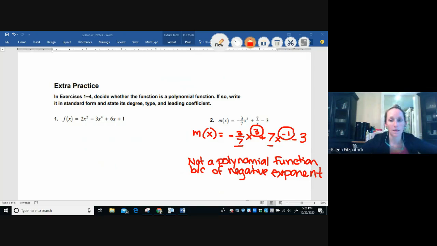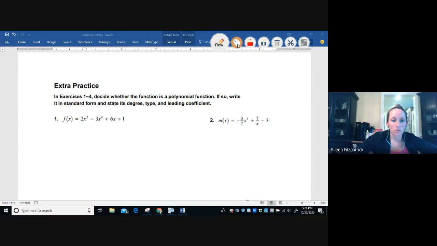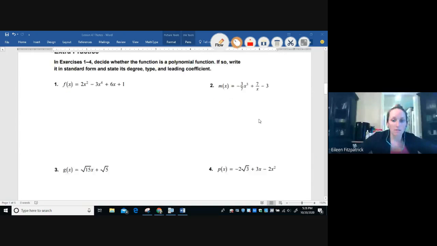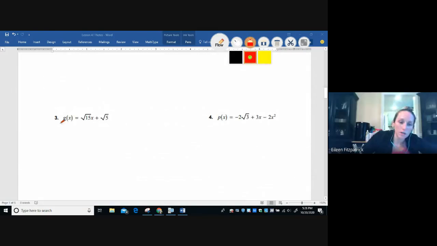All right. Okay, let's keep on scrolling down. Oh, more of the same. All right, so g of x equals, so the term with the variable is going to go first, √15x plus √5. Is this a polynomial function?